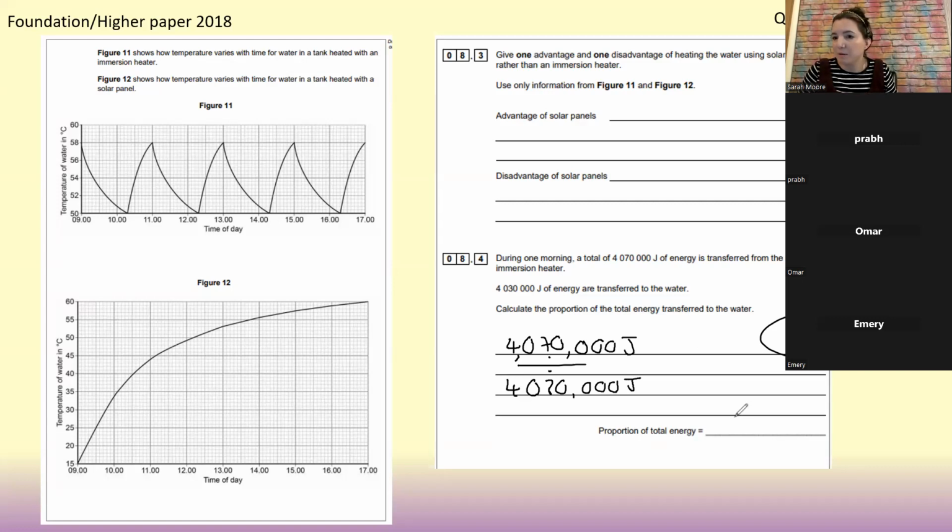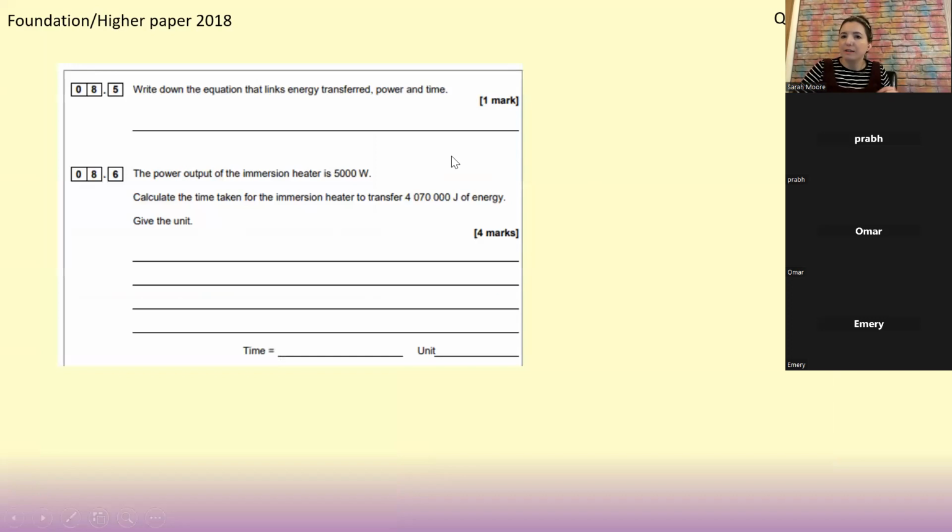And we get a proportion of total energy of 0.99. Okay. Now we've got a question here. This is the same question, but different part.